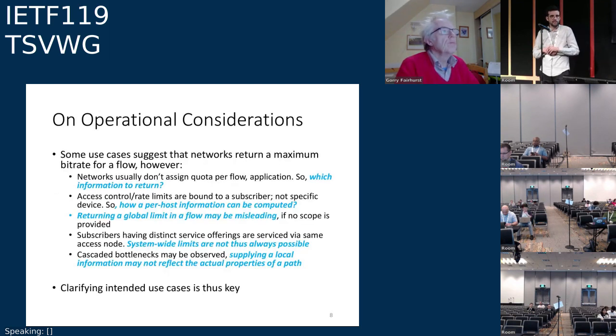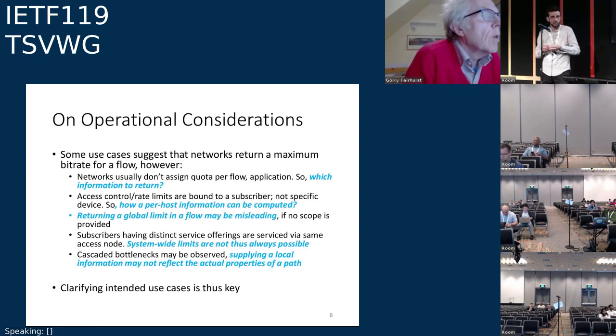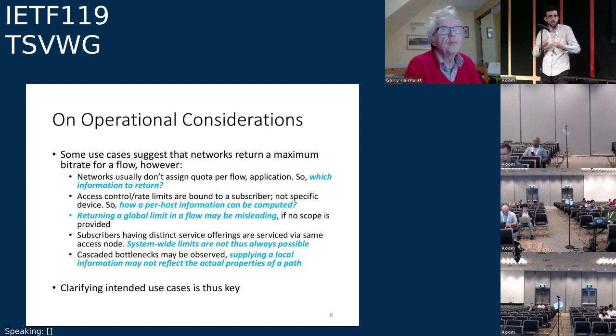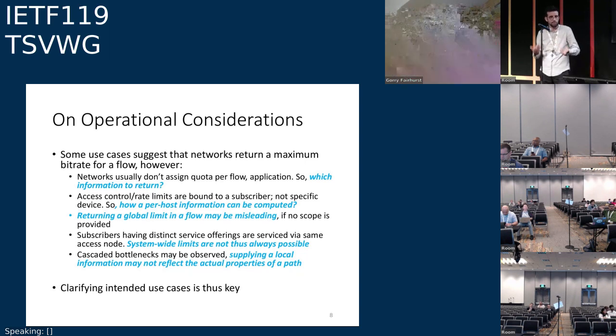So this is just to provide an example of the hidden operational considerations behind some simple bits that we can use to convey the signal itself. For example, some of the use cases we have suggest that we can send the maximum bit rate in a flow, but there's a lot of complexity there. The networks don't have any quota per application or per flow. So what should I send there? The limits are not per host, they are per subscriber. I don't know the number of hosts that are bound to a given host. So again, how should I compute that?